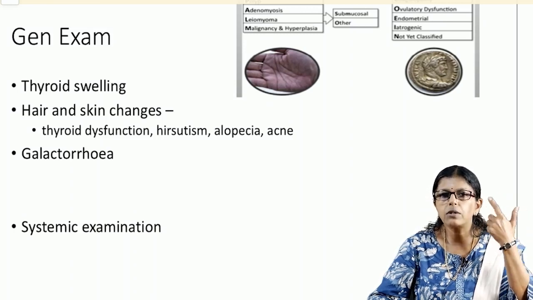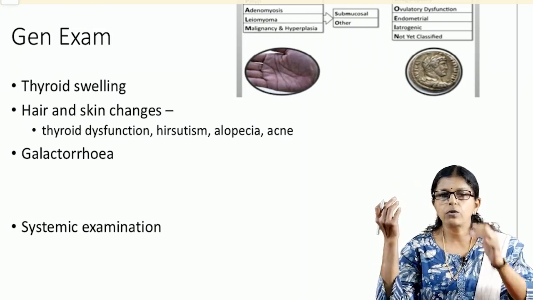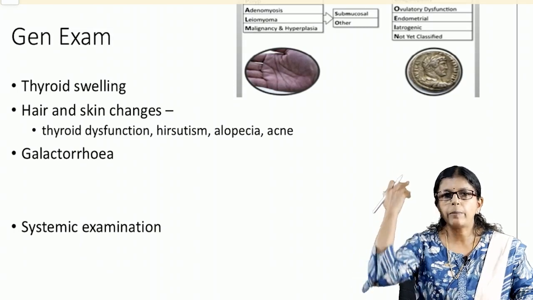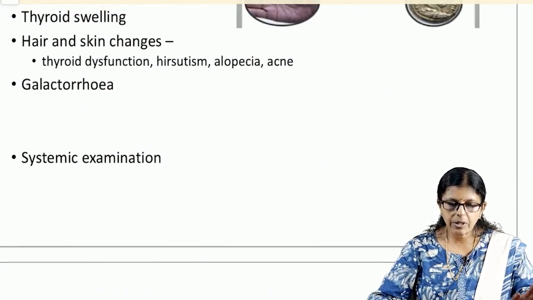Okay, as I said earlier, you could have hirsutism, you could have acne, you could have alopecia. If you have a lot of male hormones, then you will have male pattern balding, and galactorrhea. Then you do a systemic examination.